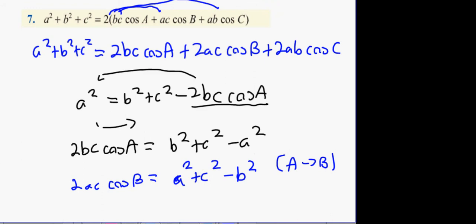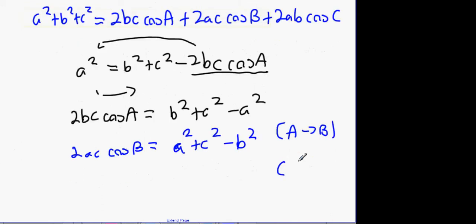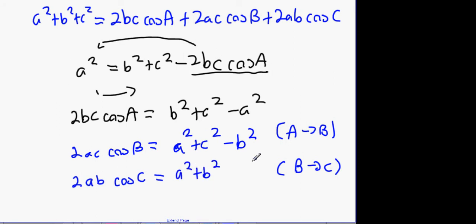Okay, and then on the next one I'm going to say that b turns to c. So in the equation above, any b's turn to c. So it's going to be 2ab cos c equals a squared plus b squared minus c squared. Does everybody understand that's all three versions of the cosine rule?